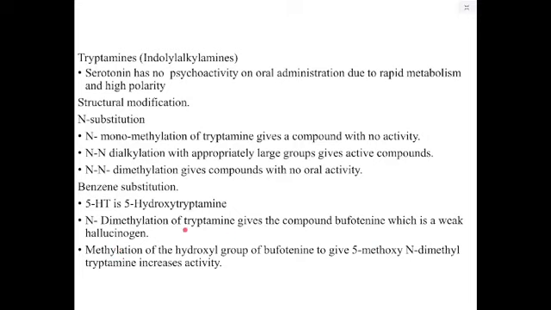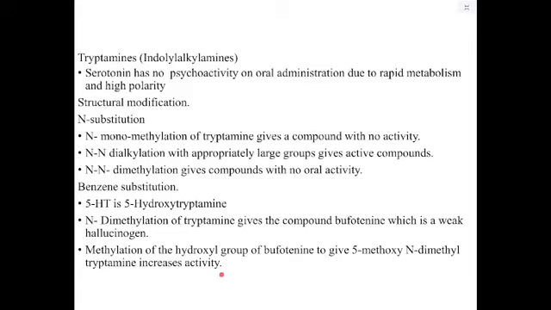If I say tryptamine, it will not have the hydroxyl group. So tryptamine is without the hydroxyl group. So it's N-demethylation of 5-hydroxytryptamine that gives the compound bufotenine, which is a weak hallucinogen. And of course, it's a weak hallucinogen because of the hydroxyl group at position number 5.